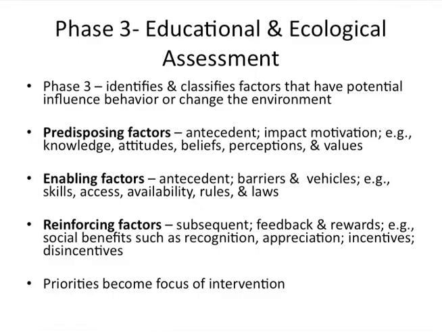Phase 3, Educational and Ecological Assessment, identifies and classifies the many factors that may have the potential to influence a given behavior into 3 categories: predisposing, reinforcing, and enabling. Predisposing factors include knowledge and many affective traits such as a person's attitude, values, beliefs, and perceptions. Barriers or vehicles created mainly by societal forces or systems make up enabling factors. Reinforcing factors comprise the different types of feedback and rewards that those of the priority population receive after behavioral change, which may either encourage or discourage the continuation of the behavior.